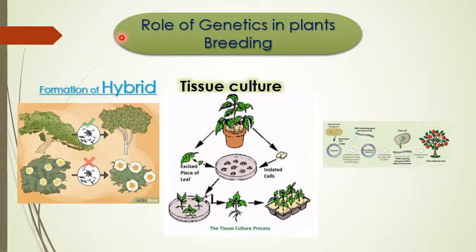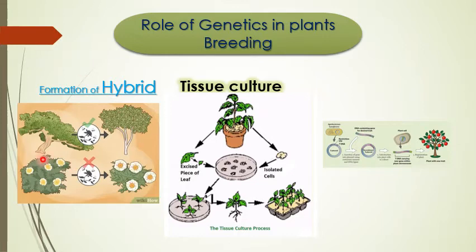So what is the role of genetics in plant breeding? Genetics is most important in plant breeding. With the help of genetics, we could not improve crop fertility without the genetic process. We are going to study this in biotechnology courses. There are many various types, but we are going to discuss only three types. The first one is formation of hybrids.